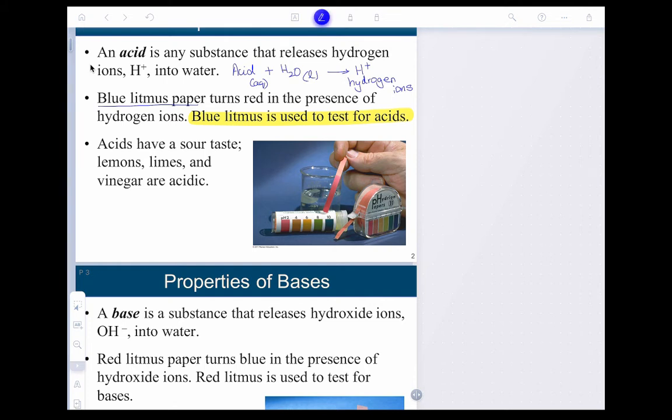Acids have a sour taste. This doesn't mean that you taste acids in the lab, but if you take any kind of produce or any commercial product that is used in cooking, like vinegar, lemons, limes, they all have a sour taste, and the sour taste is a result of an acid that's present in these compounds. So lemons and limes have citric acid, vinegar has acetic acid.